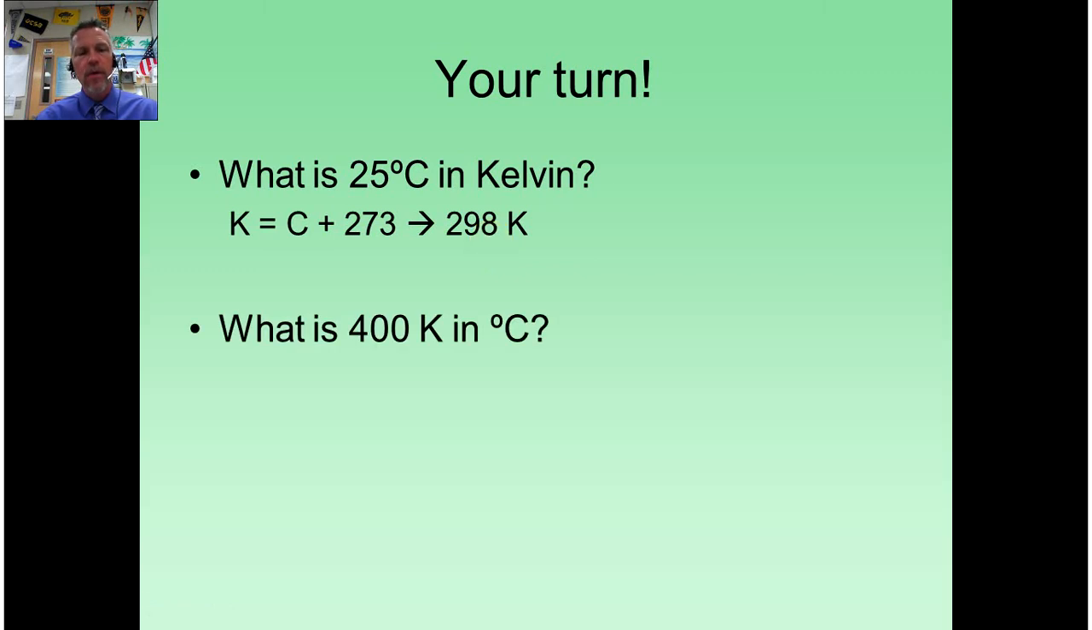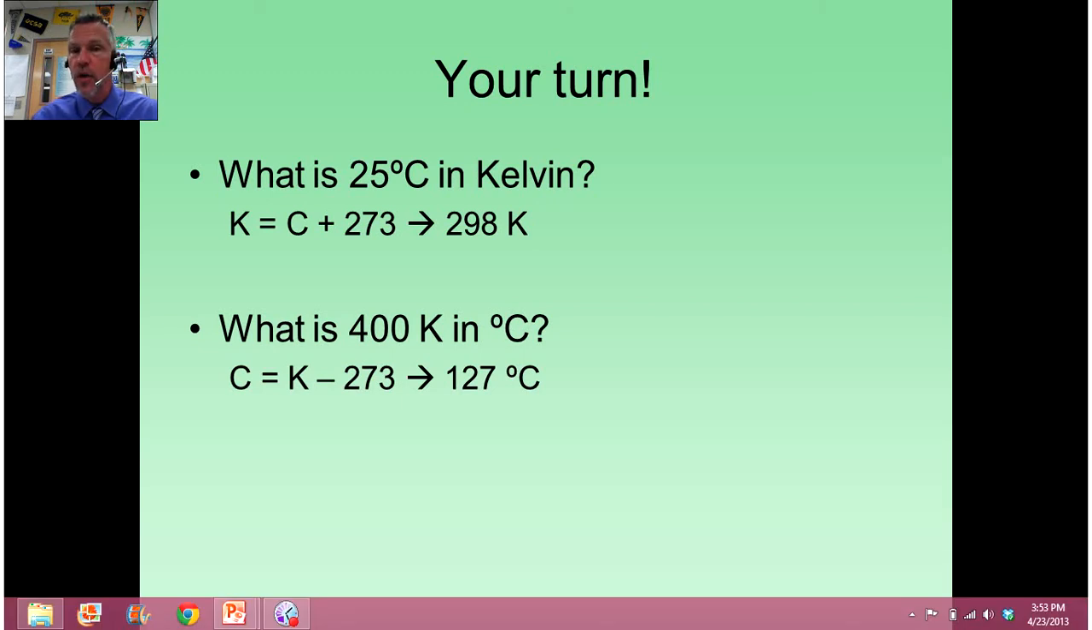What about 400 Kelvin? How do you express that in degrees C? Again, look back at the previous slide. Do the math. You should get centigrade is Kelvin minus 273, so 127 degrees C. You need to be able to do those Kelvin to centigrade conversions quickly and easily. So that's another good candidate for putting something on your note card.